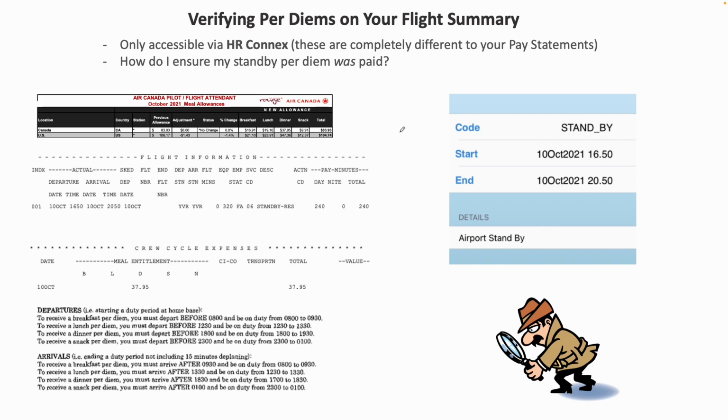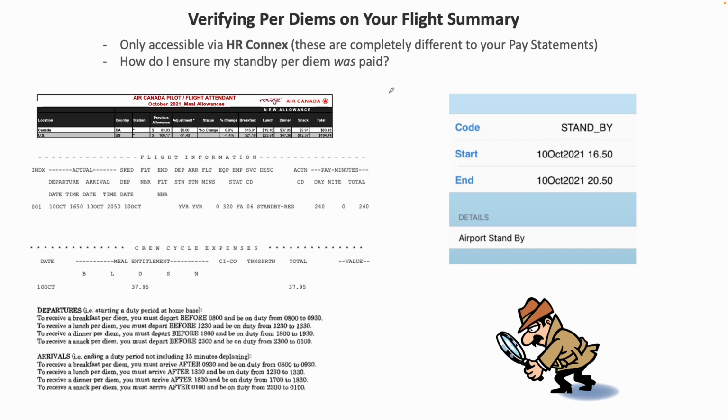So verifying that these per diems are paid on our flight summary is a fundamental skill. Flight summaries are only accessible via HR Connects. You'll not be able to access these through AC Life. You can see your pay statement on AC Life, but flight summary you must get through HR Connects.